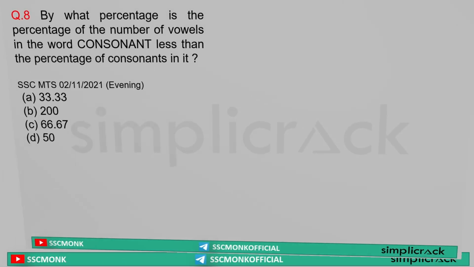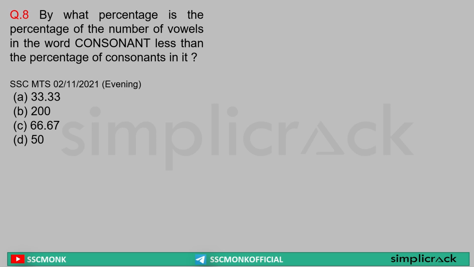Next. By what percentage is the percentage of the number of vowels in the word consonant less than the percentage of consonants? Now understand here. It is saying by what percentage is the percentage of number of vowels. So in consonant, how many vowels are there? O, O, A. 3 vowels. How many consonants? 1, 2, 3, 4, 5, 6. What is the total number?